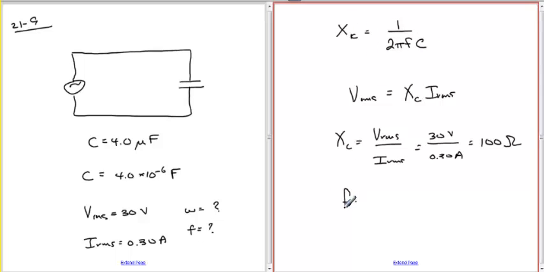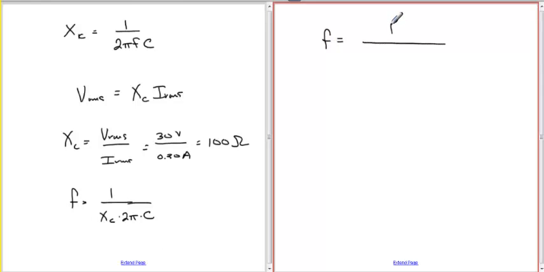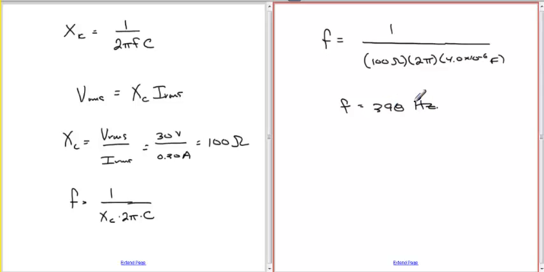Now we can solve this equation for F. What we'll get is 1 over X_C times 2 pi times C. We know everything: the reactance is 100 ohms, we know 2 pi, and the capacitance is 4 times 10 to the minus 6 farads. So the frequency is 1 divided by 100 times 2 times pi times 4 e to the negative 6. And so I get 398 hertz as the frequency.